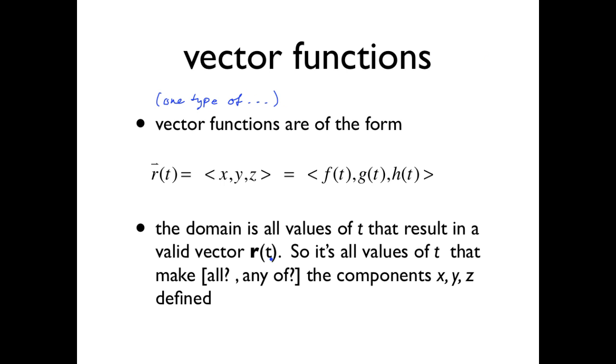You get a vector of x, y, and z components where each of the x, y, and z components is a function of some other variable. So x is a function of some variable t, y is another function of that same variable t, z is still a third function of that variable t. So what is this almost exactly like that you've seen before? Yeah, parametric functions, right?